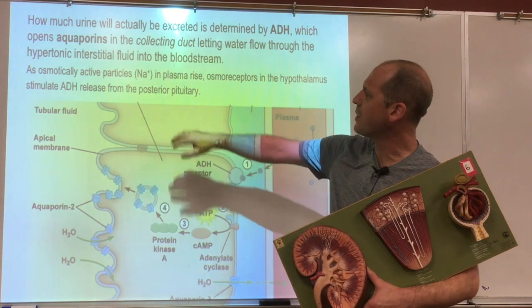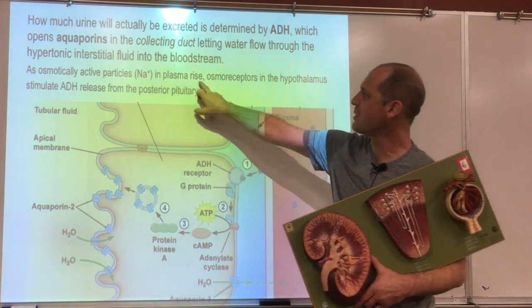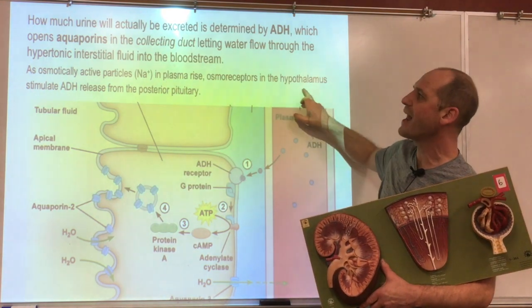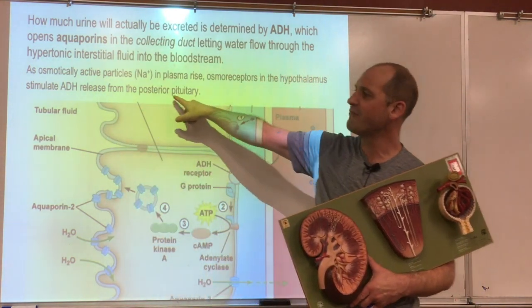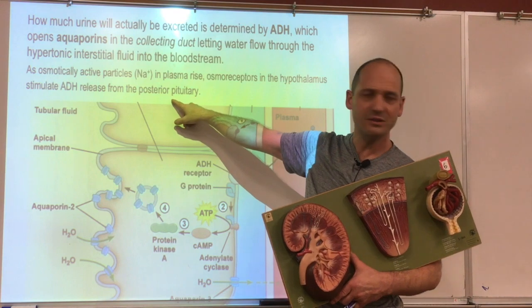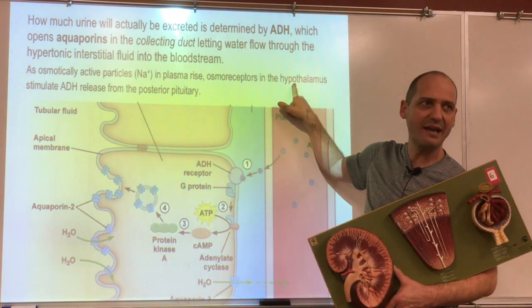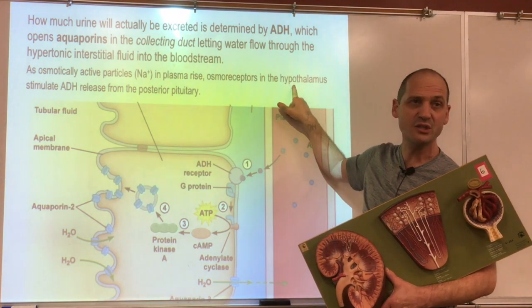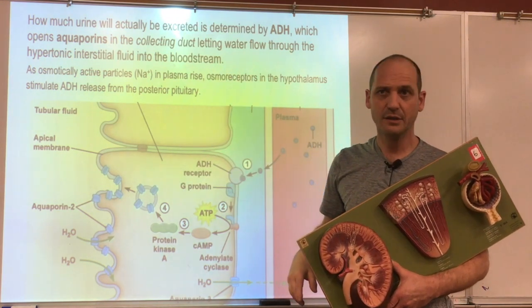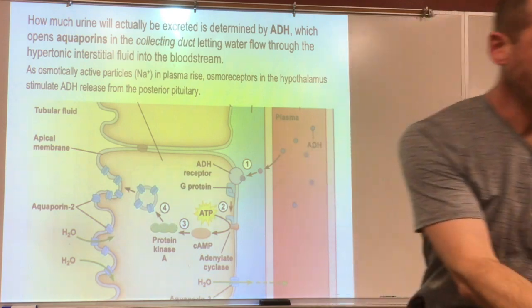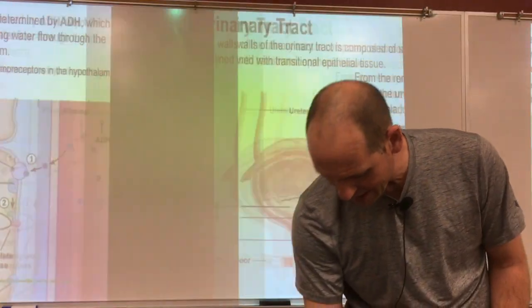As osmotically active particles like sodium in plasma rise, osmoreceptors in the hypothalamus stimulate the ADH release from the posterior pituitary. Look at that, how fine-tuned that stuff is. So you have the hypothalamus right back in when it comes to peeing. I mean, you don't have to learn this. This is to show you how intricate it is, if it's a little too much. Well, I love that stuff.